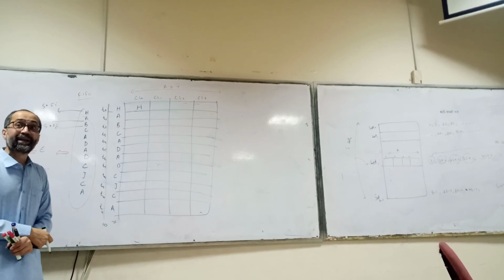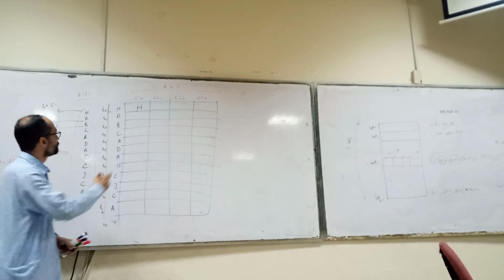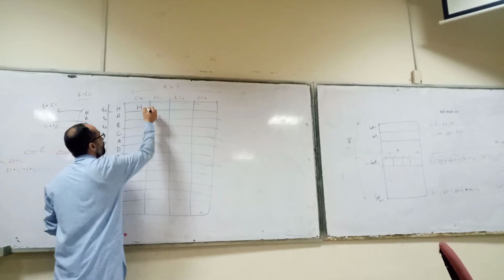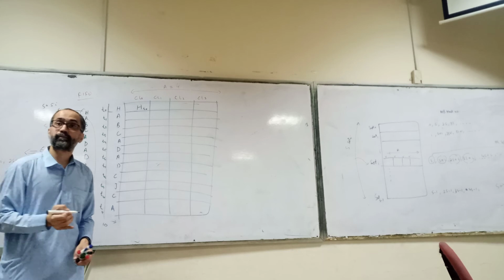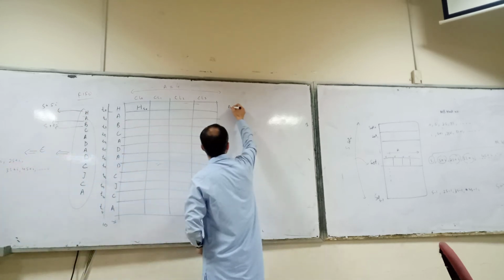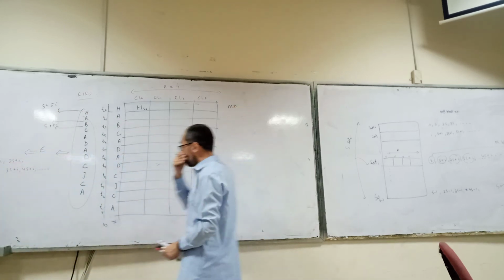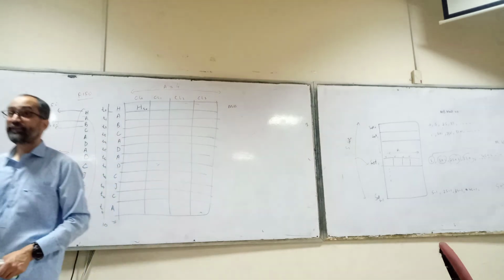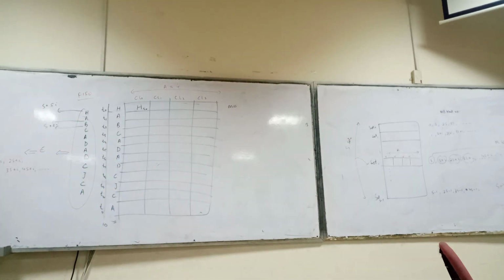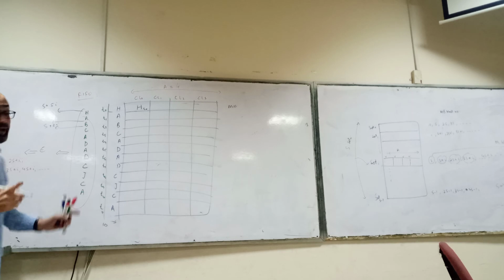H goes to CL0, placed at time T0. Is it a hit or a miss? It was a miss. What will happen to the valid bit? It will become 1. The valid bit of which cache line? CL0.